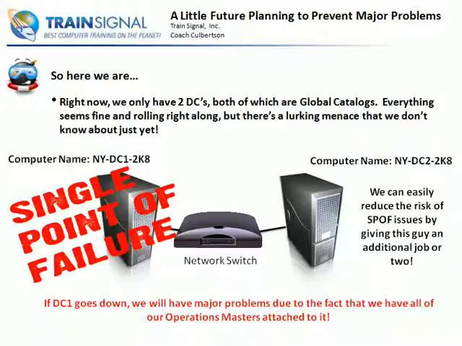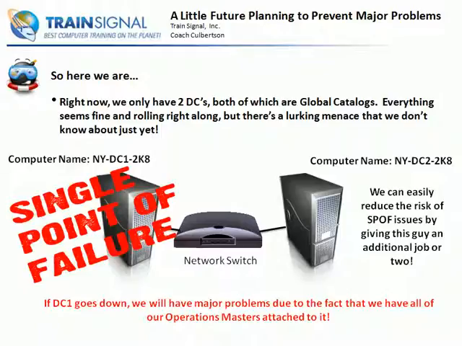Now, here's the deal. We can easily reduce the risk of a single point of failure in terms of our domain controllers by giving our DC2 an additional job or two. Now, that's one way to do it. We're going to talk about a more comprehensive solution. But first of all, I've got to tell you what these operations masters are.